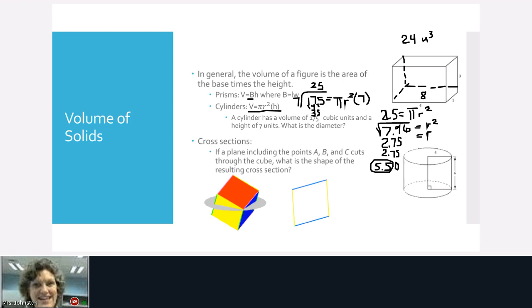So if a plane, including points A, B, and C, cuts through this cube, what is the shape of the resulting cross-section? Well, if it went straight through at a 90-degree angle, then it would be a square, but this one appears to be slanted. So you can see that some sides would be a little longer than the others, and it's going to come out as a parallelogram.